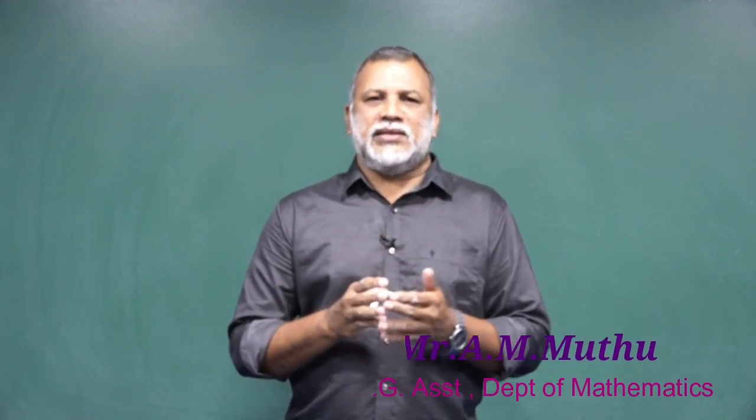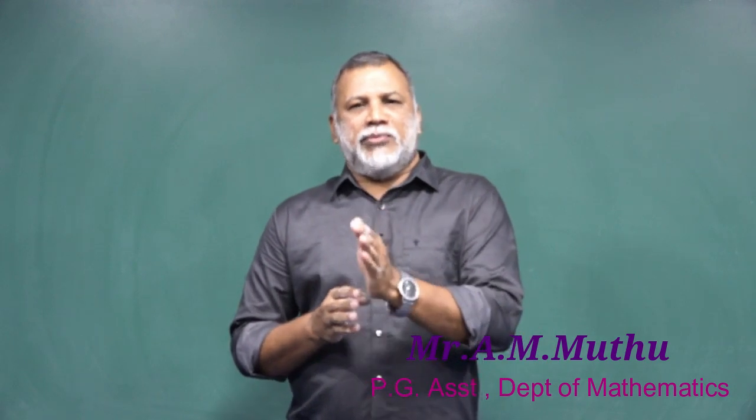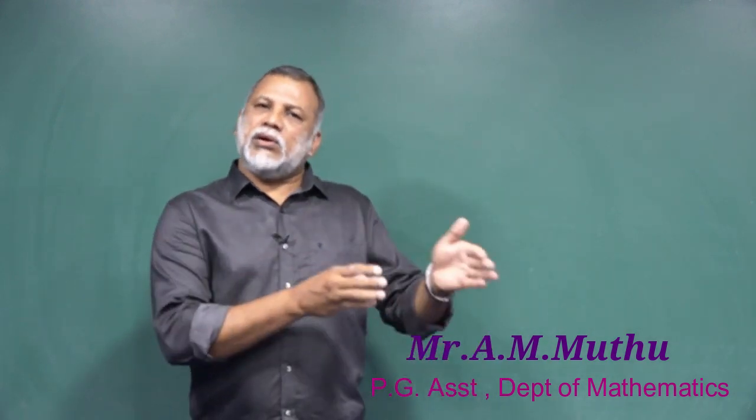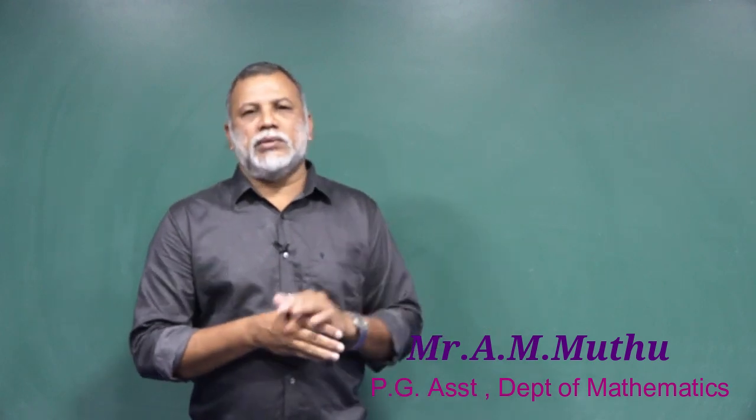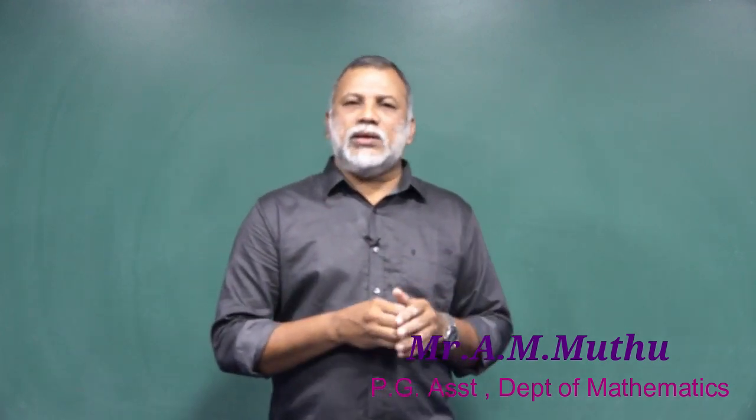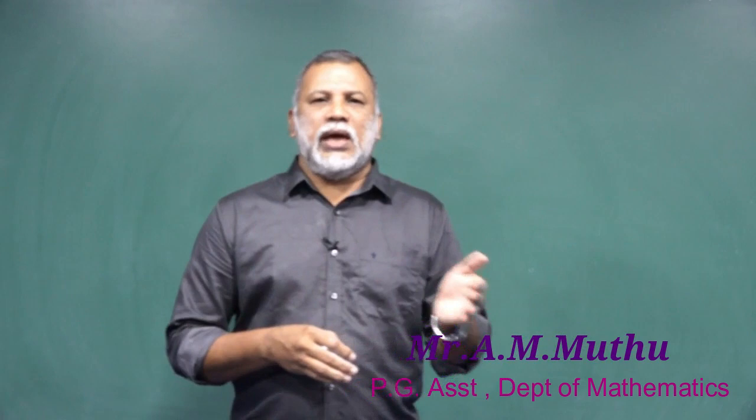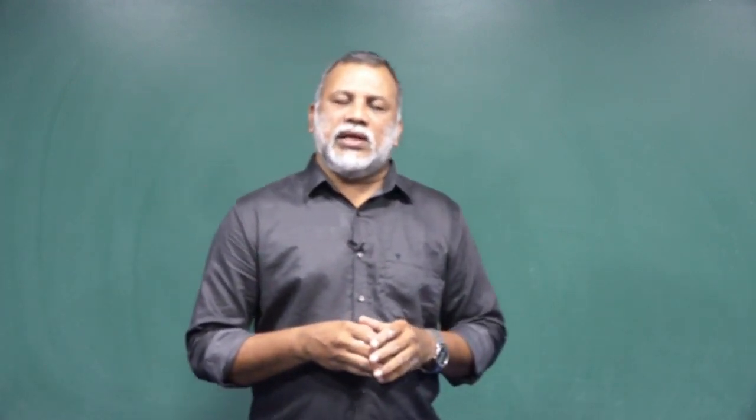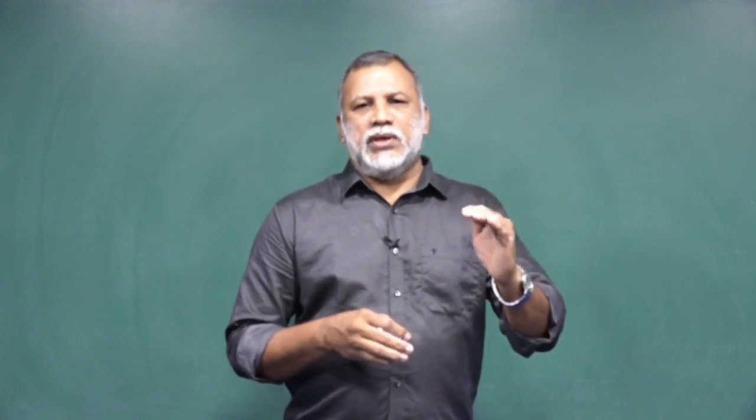Then the definition of conic. From the basic definition, we already discussed FP by PM equal to E. If E equal to 1, then the conic is said to be a parabola. If E less than 1, then the conic is said to be an ellipse. If E greater than 1, then the conic is said to be a hyperbola. Already we discussed all these concepts.